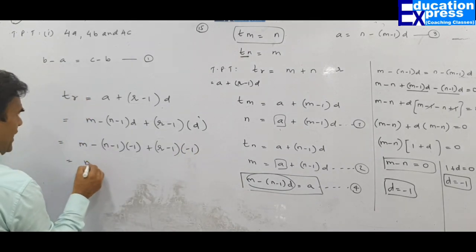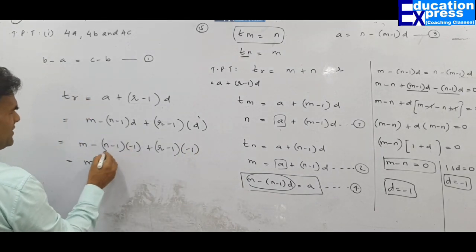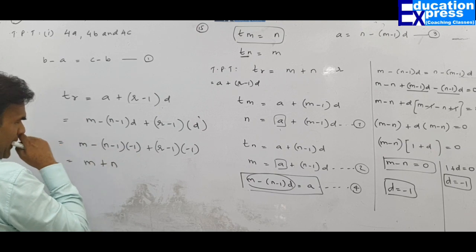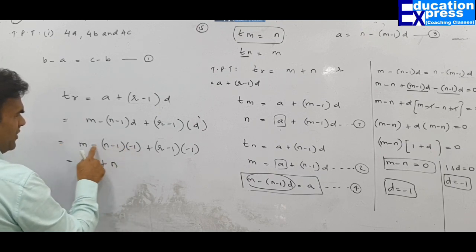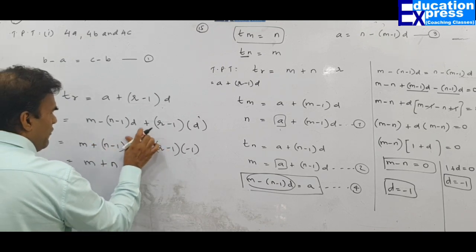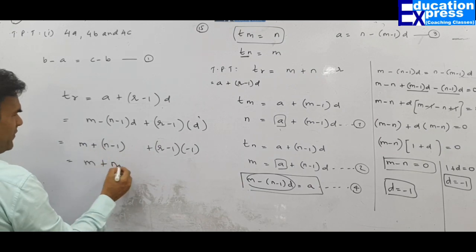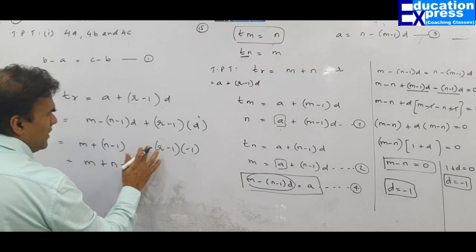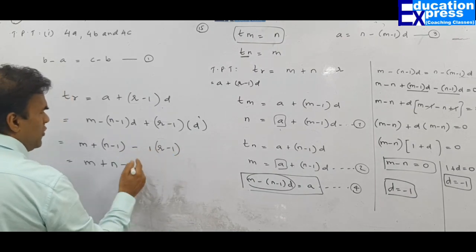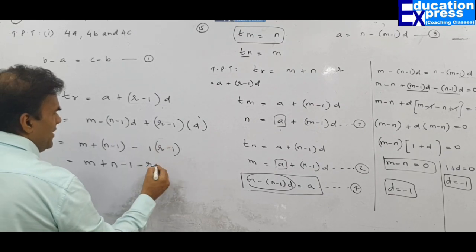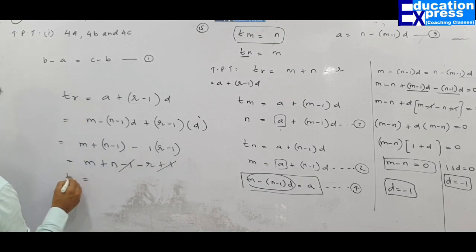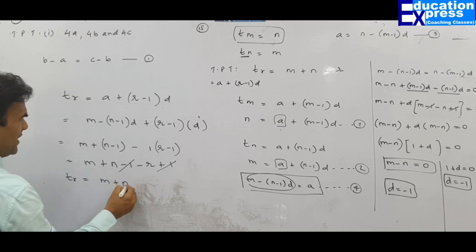When you open it, minus into minus is plus n. Again, minus into minus is plus. Now check over here, there are how many minus? In case there is any confusion in your mind, minus into minus is plus, immediately you can remove this. And now you can open. Plus n minus 1. Again this minus 1, you can bring it over here, and automatically this will be removed. So minus 1 into r is minus r. Minus into minus is plus 1. Check it out. Plus 1 minus 1 cancels. And of course your tr term would be m plus n minus r.